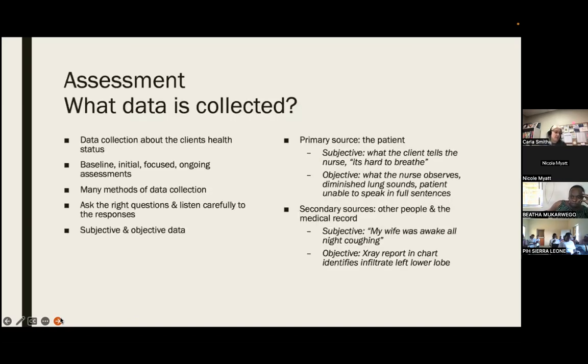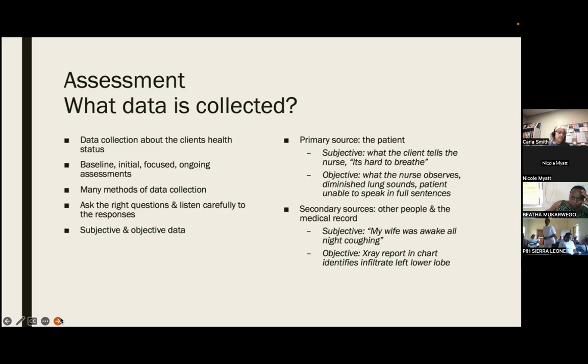So when we look at assessment, what is assessment? Assessment is the data that we collect. It's information about the client's present health status. We can collect it during that initial assessment, during a focused assessment, and during ongoing assessments. Methods of data collection are many. We use observation. We look at a medical history. We complete a head-to-toe exam or focused physical exam. We look at diagnostic and laboratory reports, and we collaborate with other members of the healthcare team.